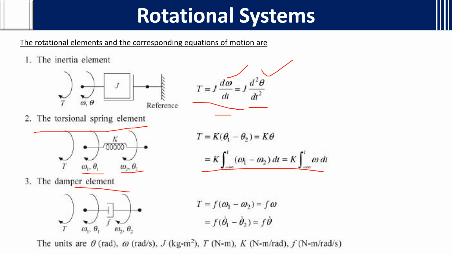Damper element. Damper element again, the question will be in this rotation form, and same way T is equal to f into (omega 1 minus omega 2), that is equal to f omega. F of (theta 1 minus theta 2), that is equal to f theta.